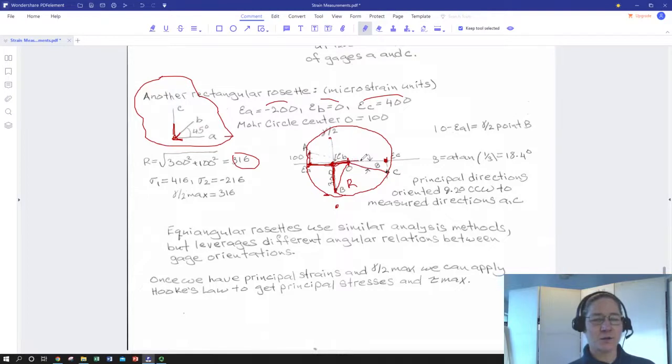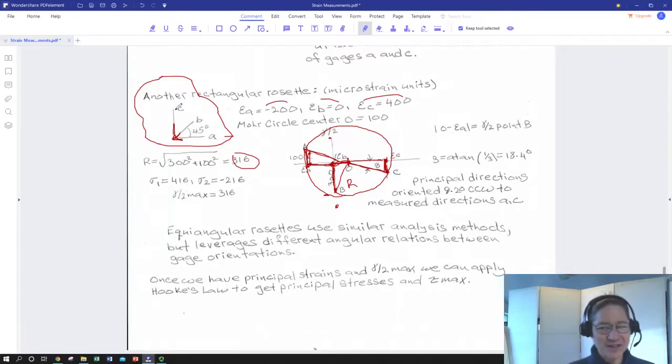We know that O to EC is 300, so we can take 300 divided by 316, inverse cosine, to get beta. We can also use the reverse Pythagorean to get this value, which, because A and C are on a diameter, we know is the same as this, which is 100. So we know the shear strains at A and C. We didn't measure them from our gauge, but there was shear there, we just couldn't see it.